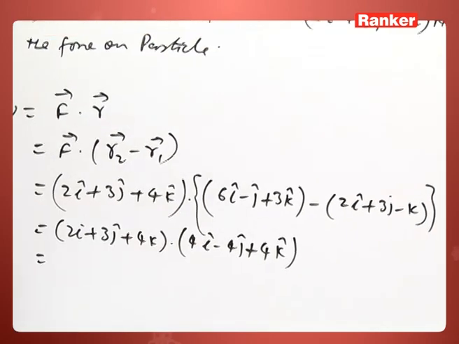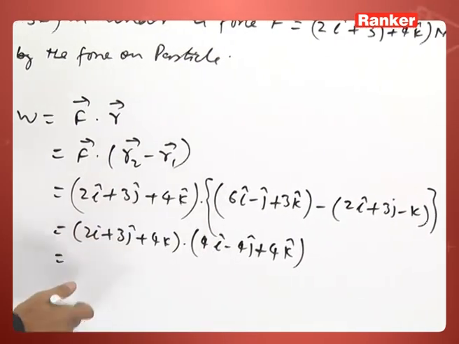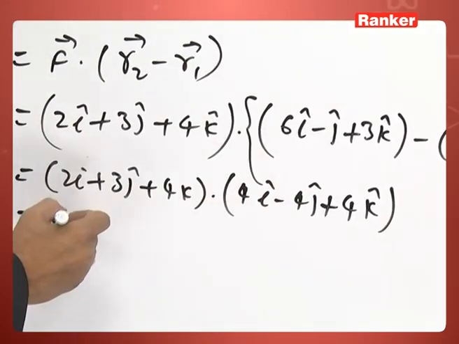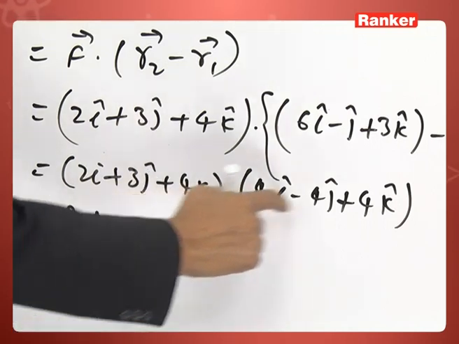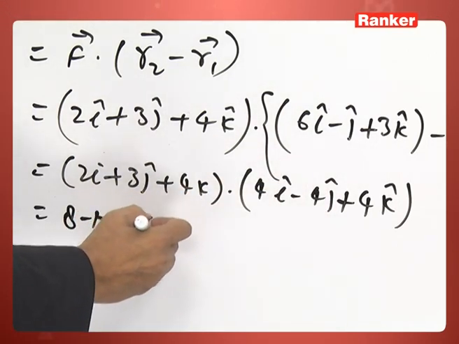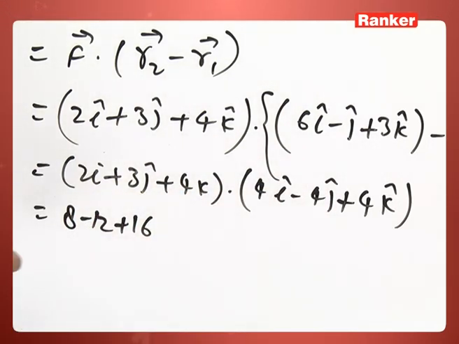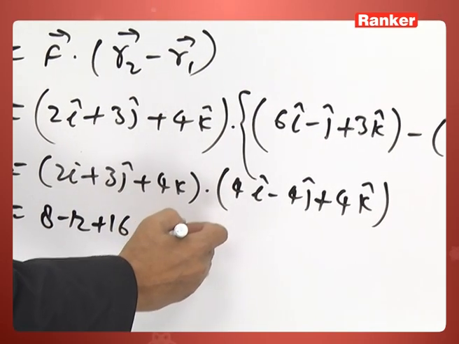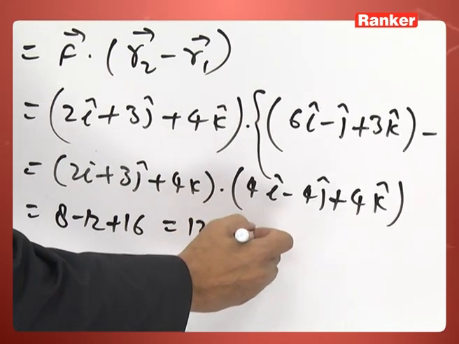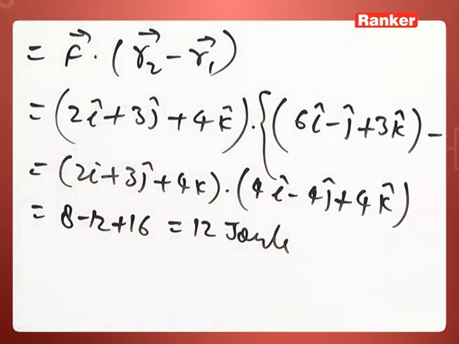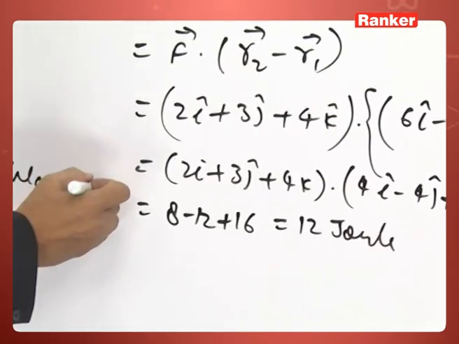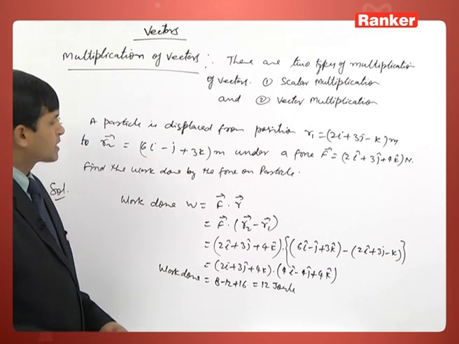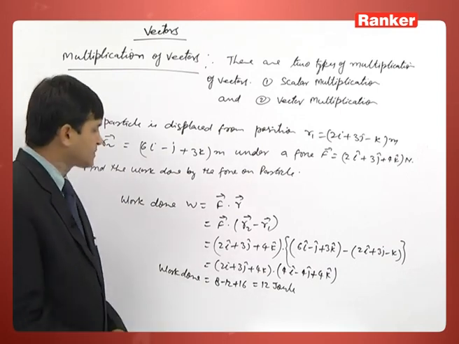I and I will multiply. 2 into 4 will be 8, 3 and minus 4 is minus 12, 4 and 4 is plus 16. So, finally, we will have the answer, 12 joule. This is the work done. So, work done by the force, by this dot product we can determine like this.